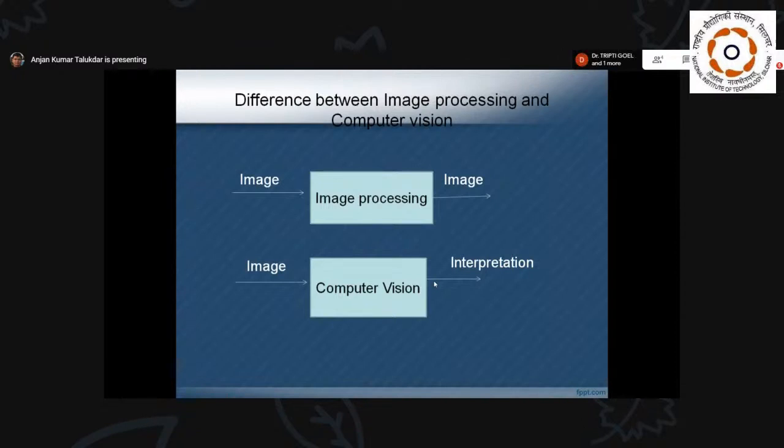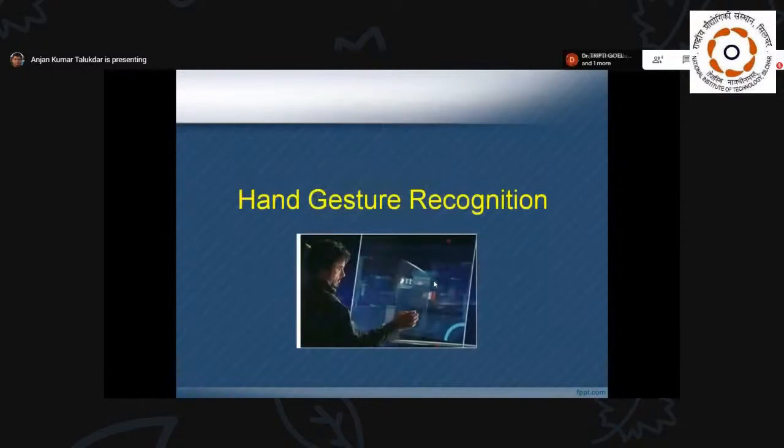So till now I have talked about what is computer vision, its applications, a brief history of computer vision, and a comparison between image processing and computer vision. So this is about computer vision. Now I'm going to discuss an application of computer vision, that is hand gesture recognition.